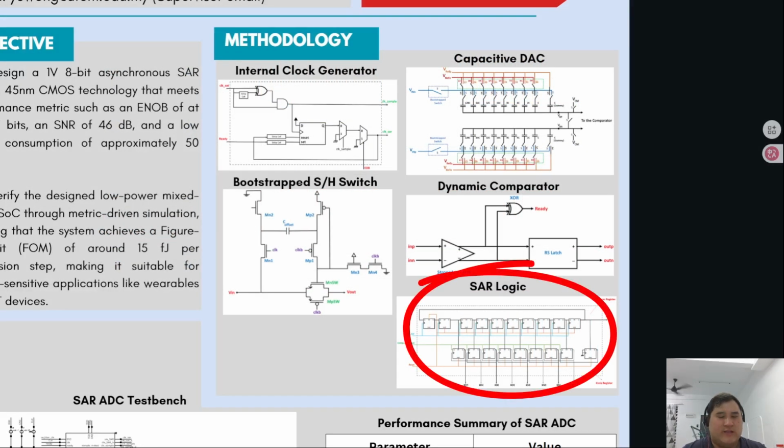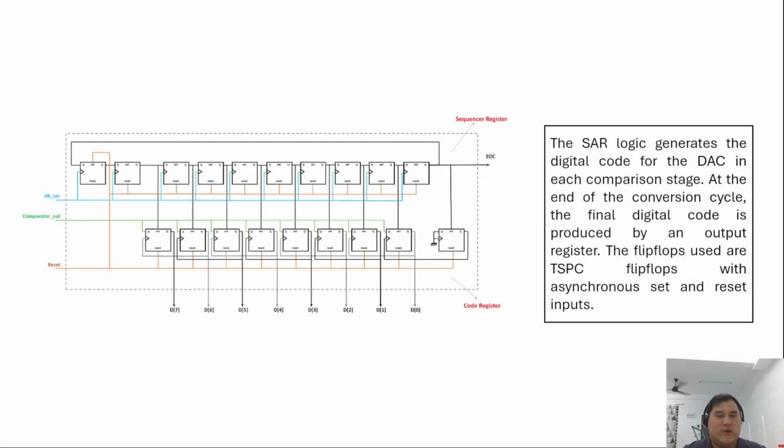The final circuit design is the SAR logic. The SAR logic generates the digital code for the DAC in each comparison stage. At the end of the conversion cycle, the final digital code is produced by an output register. The flip-flops used are TSPC flip-flops with asynchronous set and reset inputs.